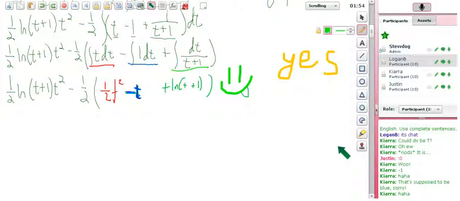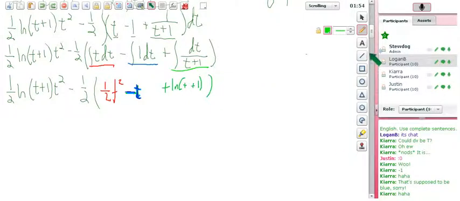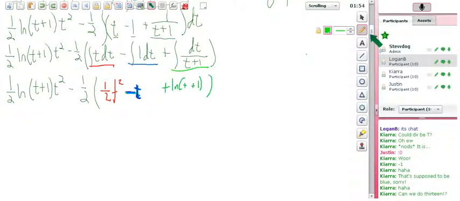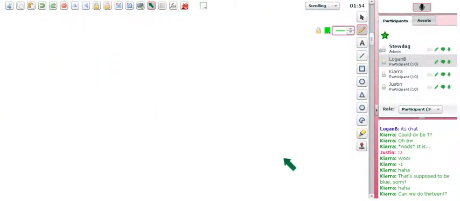Okay, so do you want to review that one, or have any questions on that one, or do you want to go on to the next one? 13. I'm going to move down below what we just finished and do 13 there. X to the third, e to the x dx.